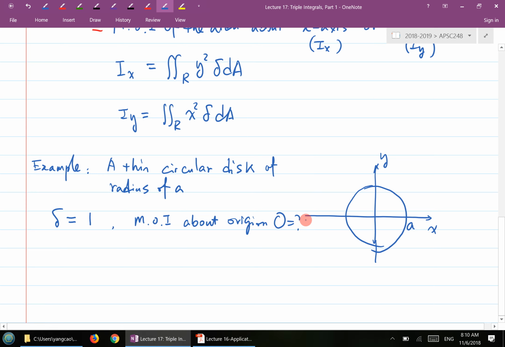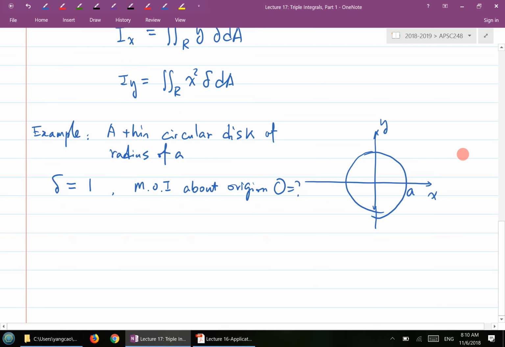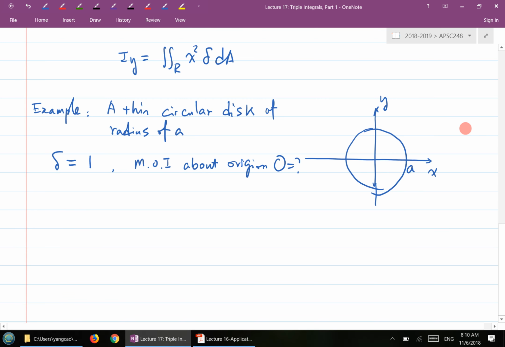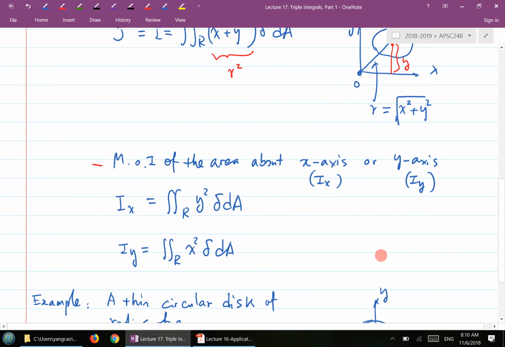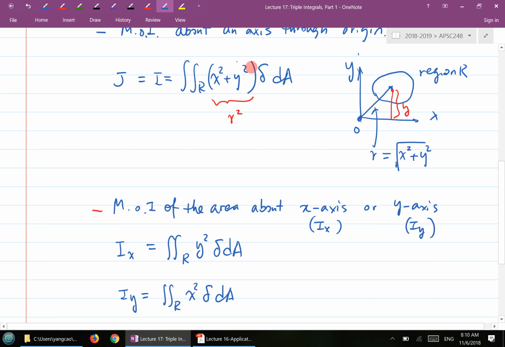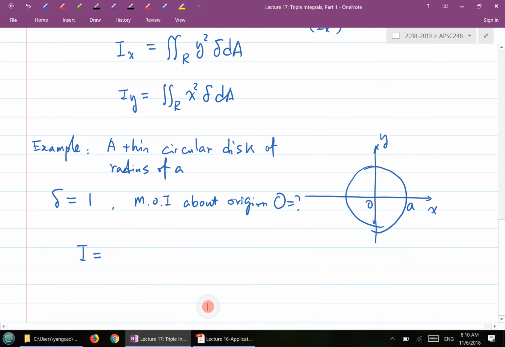With respect to different axes, you get a different moment of inertia. Let's apply our formula to calculate this question. This is actually a very simple question, but it leads to the next one. Since it's about the origin O here, according to the formula, this is the one we're looking at. Let's put that down here.